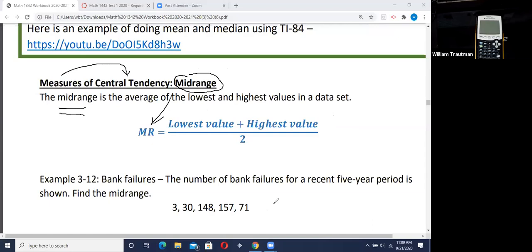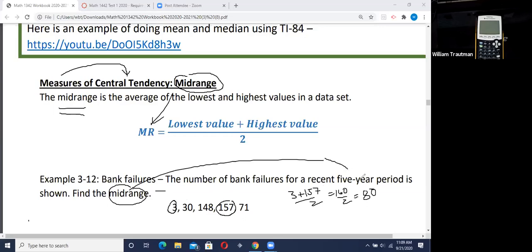So if I ask, what is the mid-range of this data? Find the smallest piece of data, find the largest piece of data, add them together. 3 plus 157 is 160, and then divide by 2. And the mid-range for this data is 80. Mid-range is the highest piece of data plus the lowest piece of data divided by 2.